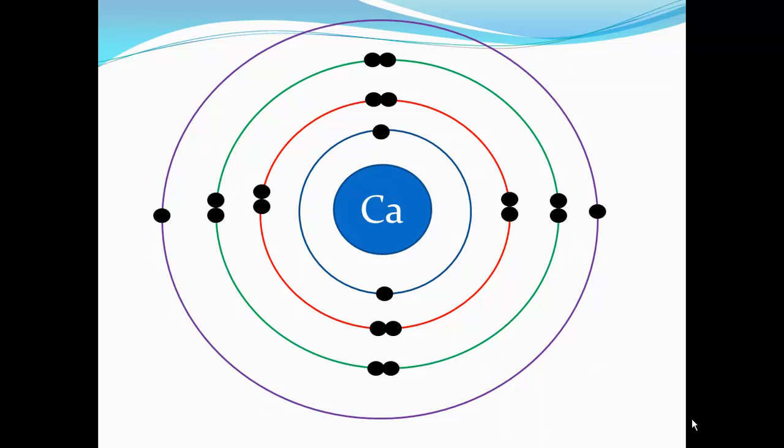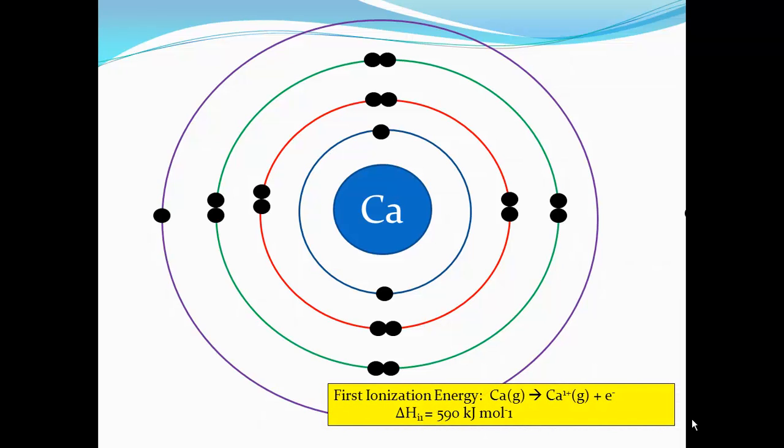So here's calcium. It's in the fourth row, so it has 4 energy levels. You can see 2 in the center, then 8, 8, and then 2 more in the outer shell. So 1 electron leaves, that's the first ionization energy. An easy equation: calcium gas yields Ca plus 1 in the gas phase plus 1 electron because it leaves. And it doesn't require much energy, 590 kilojoules per mole.